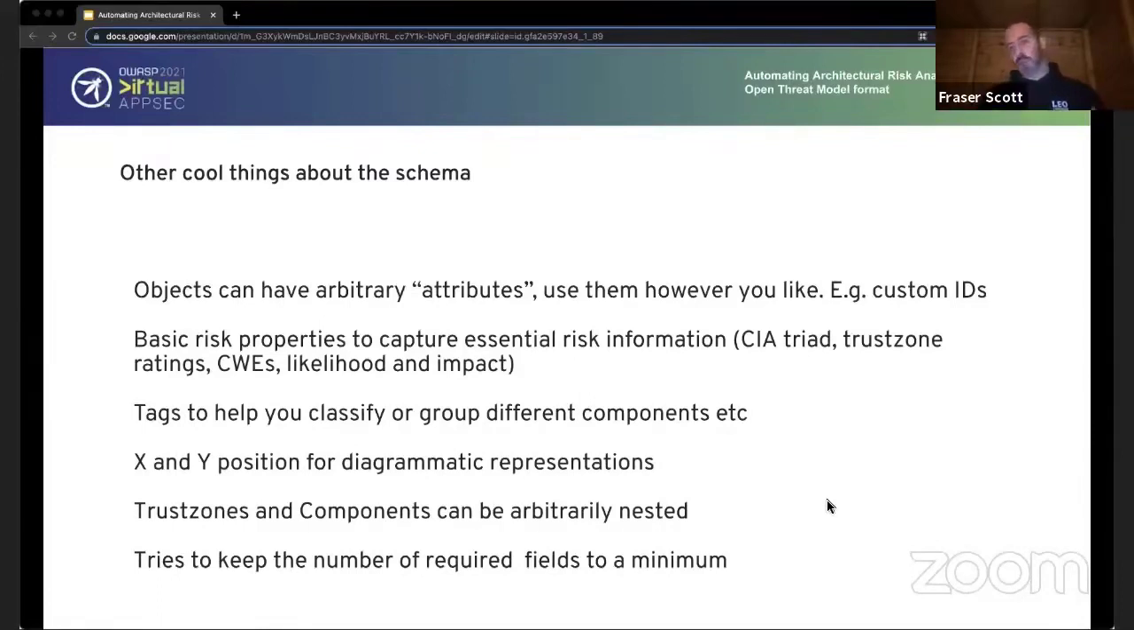Tagging allows you to group and/or categorize things in some form. So you may want to tag all of your AWS components with AWS. You may want to tag all of your Azure components with Azure, or maybe do it by representation instead.